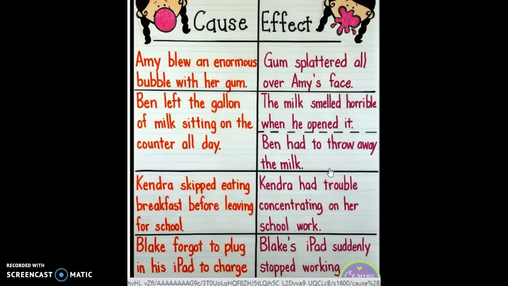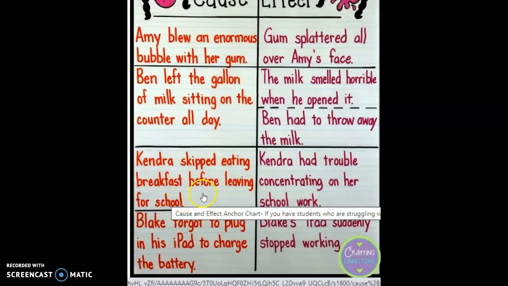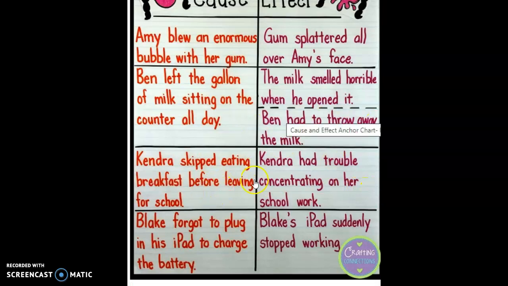Our next cause, Kendra skipped eating breakfast before leaving for school. The effect, Kendra had trouble concentrating on her schoolwork. That may happen to you guys sometimes.